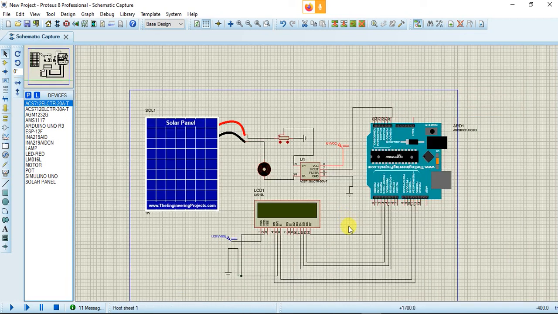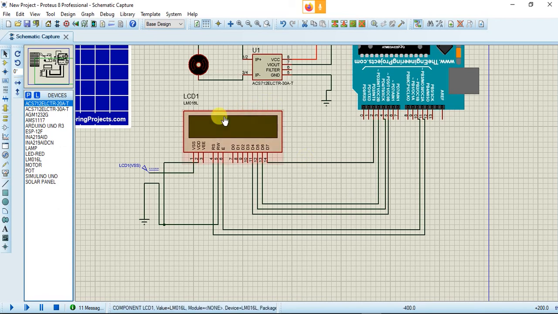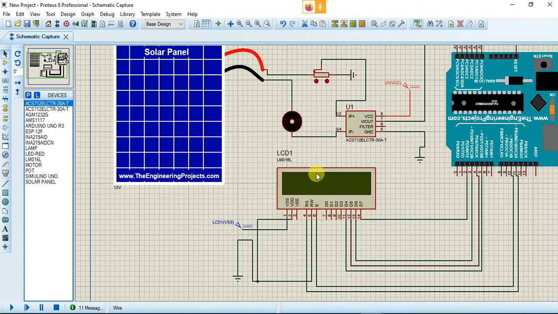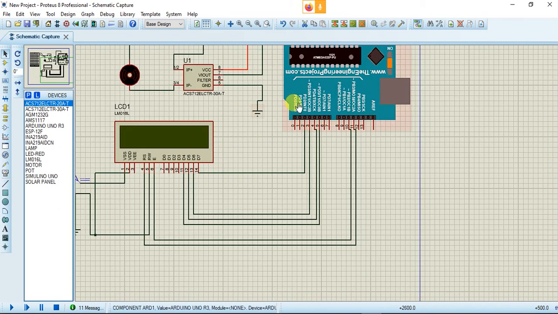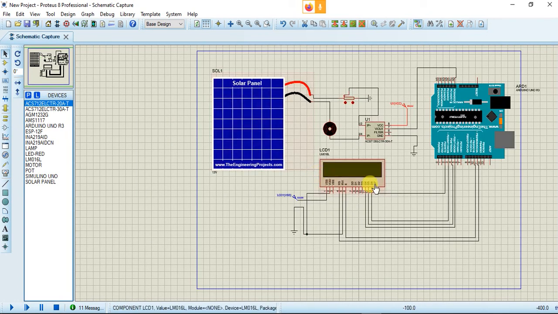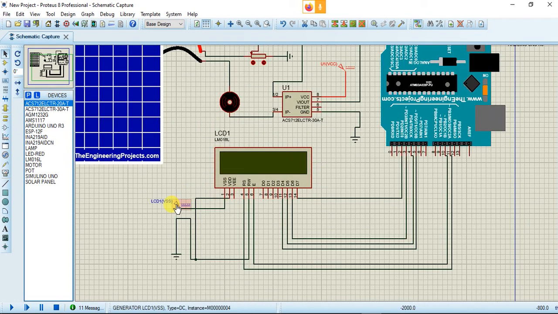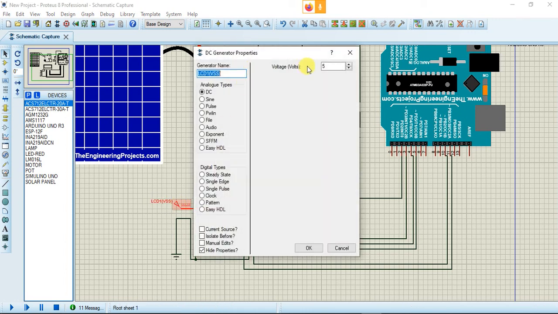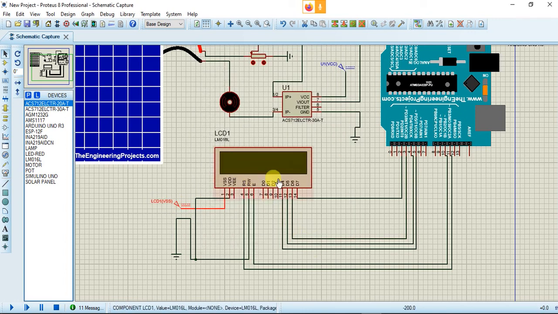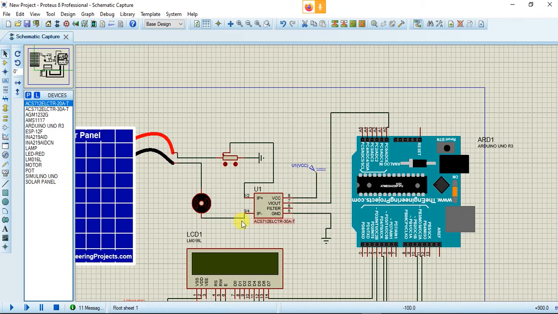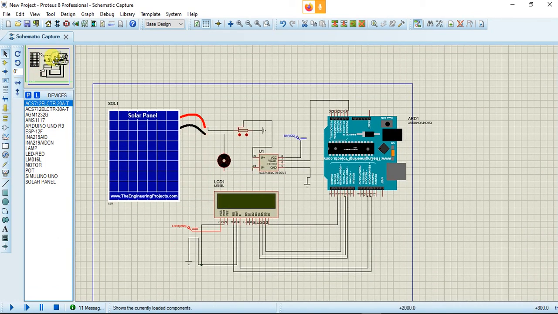Then we have connected an LCD display with our Arduino Uno. Here is the pin connection with the Arduino, and we have also connected an additional 5 volt supply for the LCD display. So this is the main circuit diagram.